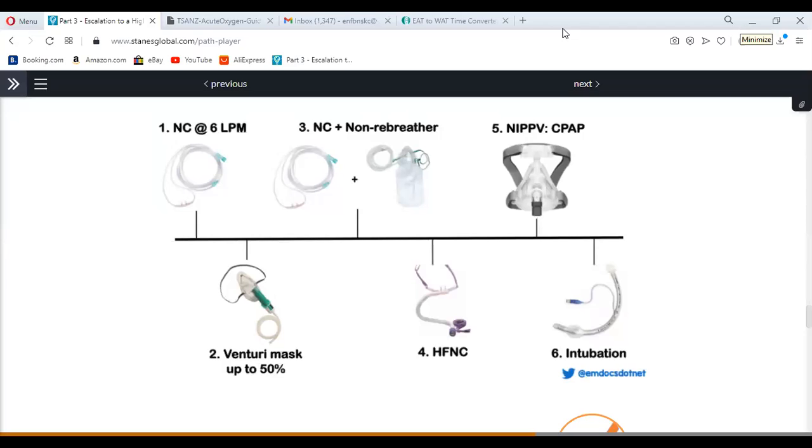So the current answer is Venturi mask. Someone says 2 is Venturi mask. Somebody said number 6, intubation. Someone said 2, 5, 6, and then someone says 1 to 6. Interesting answers. Escalate to ventilator.